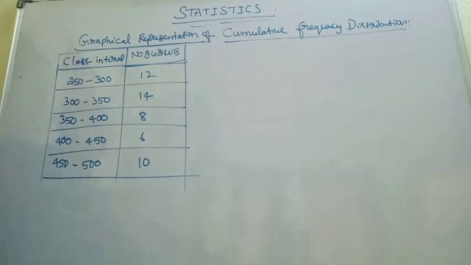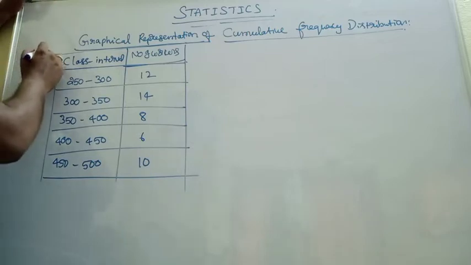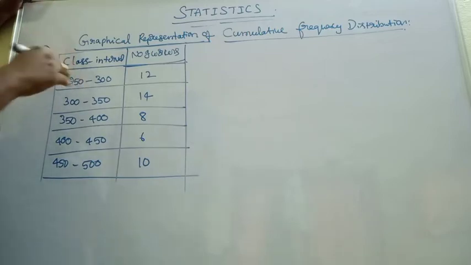Now we need to draw the cumulative frequency graphs. One is the less than cumulative frequency curve and the other is the greater than cumulative frequency curve. How to draw those? Both are called Ogives. In this problem, we are going to discuss, my dear students, how to draw both Ogives, the less than Ogive and the greater than Ogive.